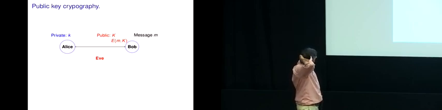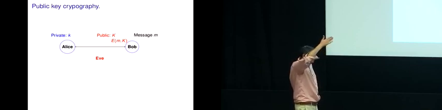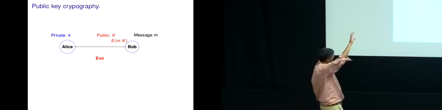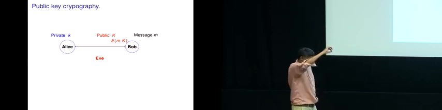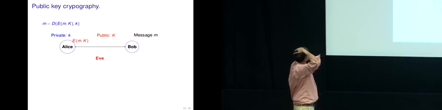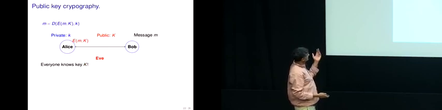So Bob uses this encoding algorithm on his message with this public key that everybody knows. Eve knows it too. That's why it's in red. Everything in red, Eve knows, except for M. M is not in red. She only knows the encoding of M and K, the encoding, not the arguments. So then it goes over there, and then Alice decodes it.